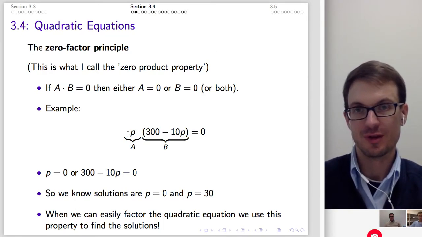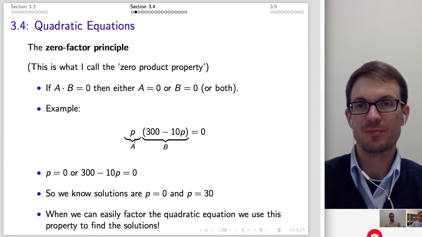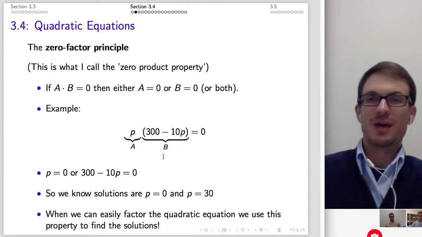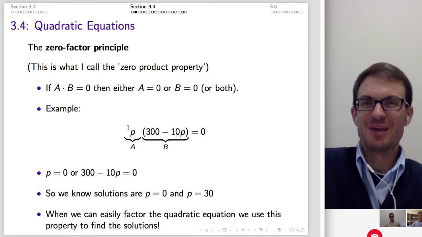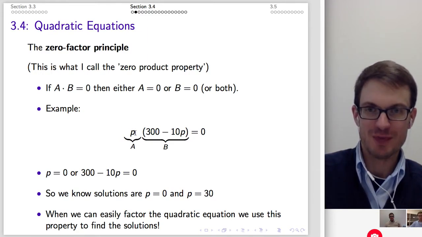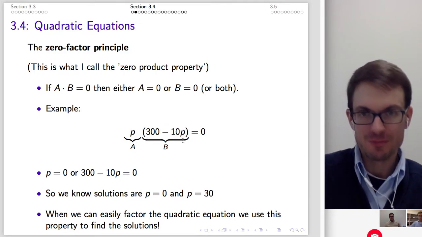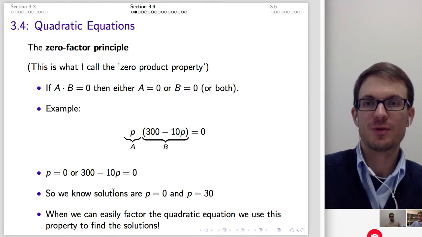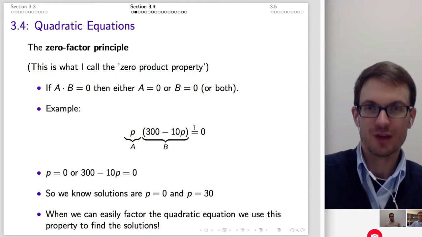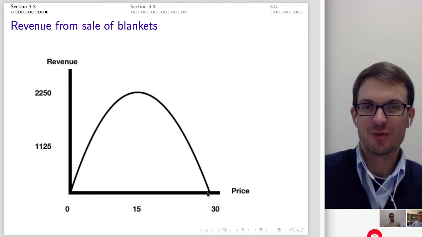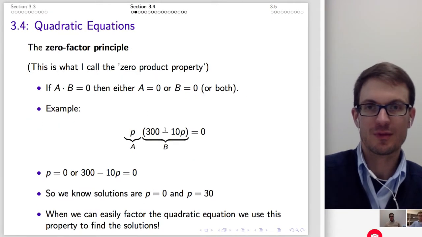So here's, in our example, P times the quantity 300 minus 10P is equal to 0. If we pick A to make this 0, oh, well, that's just P. Let's just make P equal to 0, then the whole thing is 0. Or if we choose P cleverly, that makes this B term 0. We know the solutions here are going to be P is equal to 0 and P is equal to 30. And that's what makes this whole thing equal to 0. What's this representing? This is representing revenue. That's this. Oh, that's what we found. Revenue is 0 when P is 0 or when P is 30. That's what this is saying.